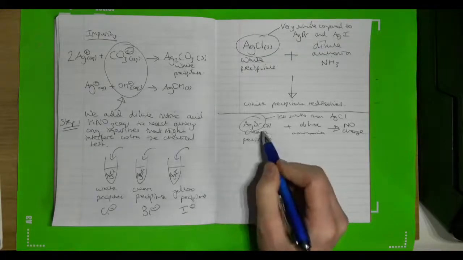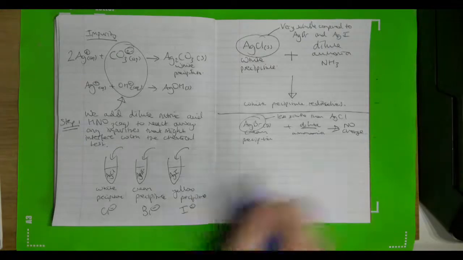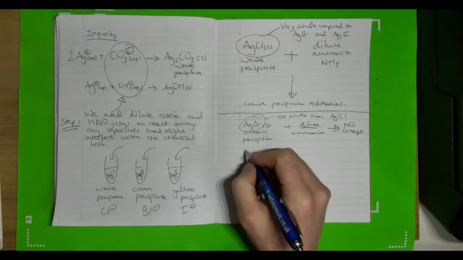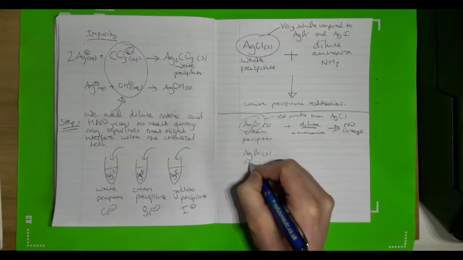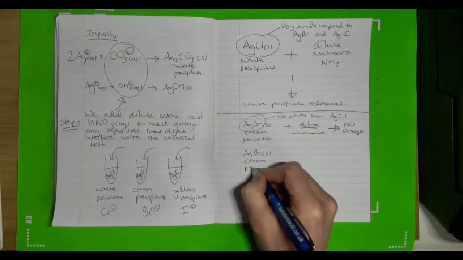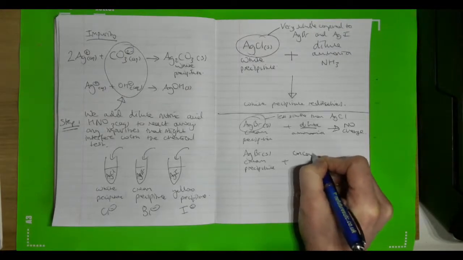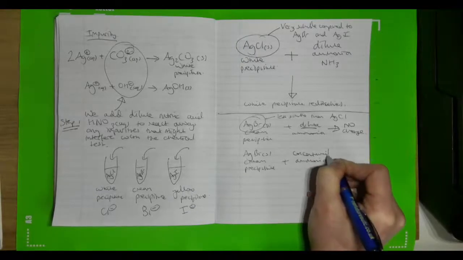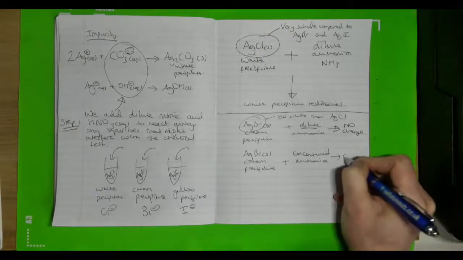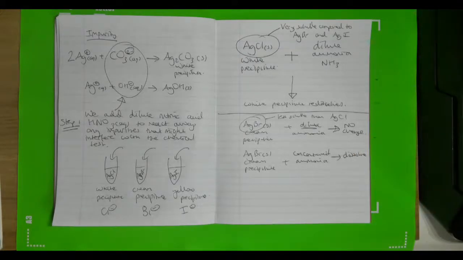If you want to confirm it was the cream precipitate, you wouldn't use dilute ammonia, you would have to use concentrated ammonia. So you take your AgBr solid, your cream precipitate, and you'd add concentrated ammonia. If you added concentrated ammonia, it would dissolve. So you need a higher concentration, and then it would dissolve.